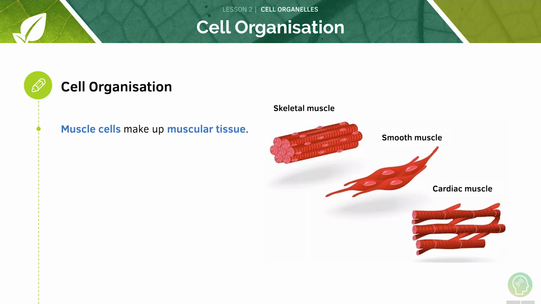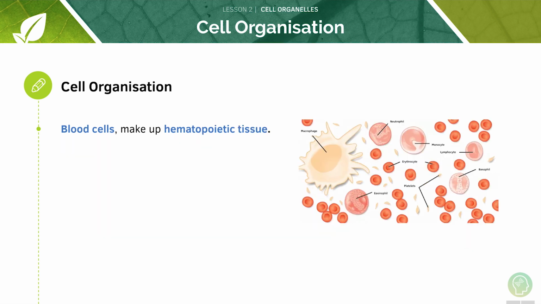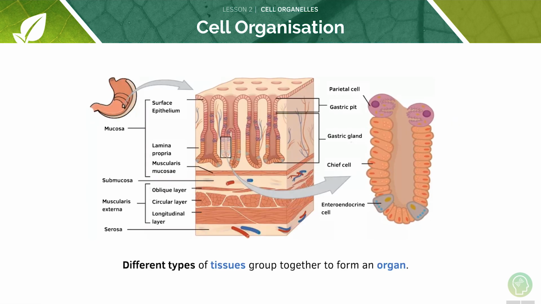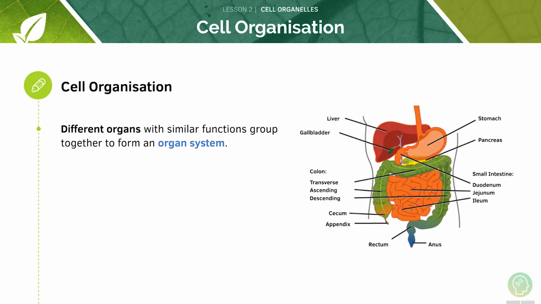Muscle cells make up muscular tissue. Neurons make up nervous tissue. And blood cells make up hematopoietic tissue. Different tissues and cells can group together to make an organ. Here are some examples. Different organs with similar functions group together to form an organ system.